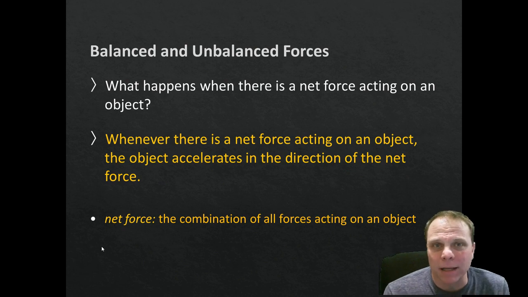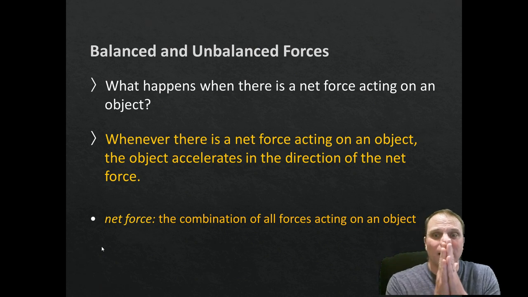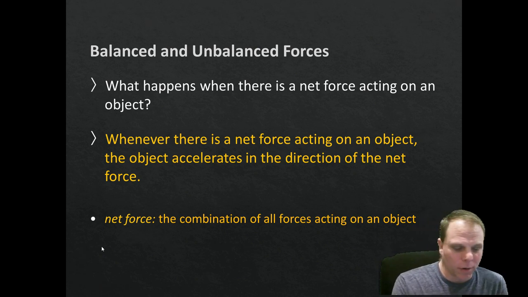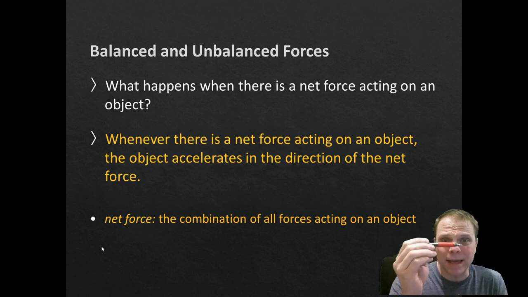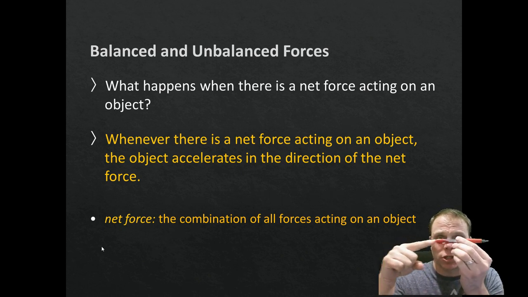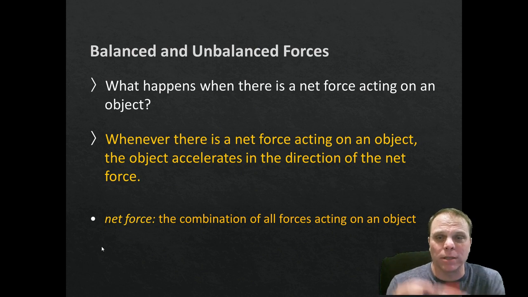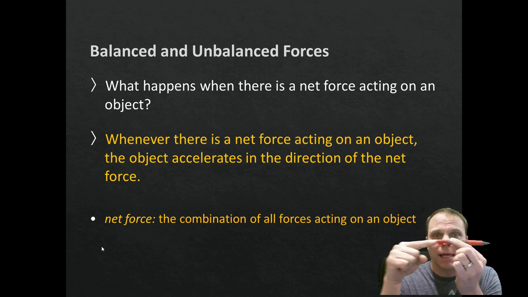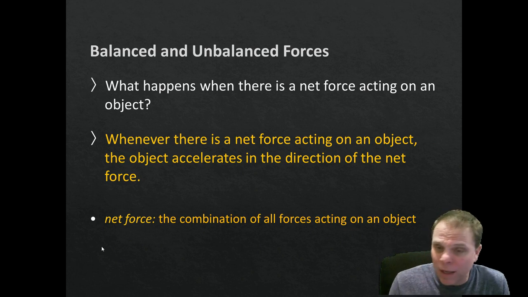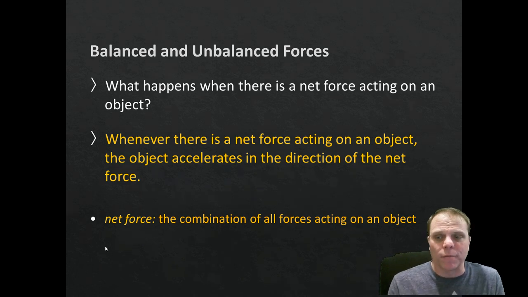So let's talk about balanced and unbalanced forces. Balanced forces will give you no net movement, whereas unbalanced forces will give you a net movement. That's the summary of it. If you have a net force acting on an object, then that object is going to accelerate in the direction of the force. If I have a pen here and that pen has a net force acting on it, it's going to accelerate or move in the direction of the net force. The net force is the combination of all the forces acting on an object.